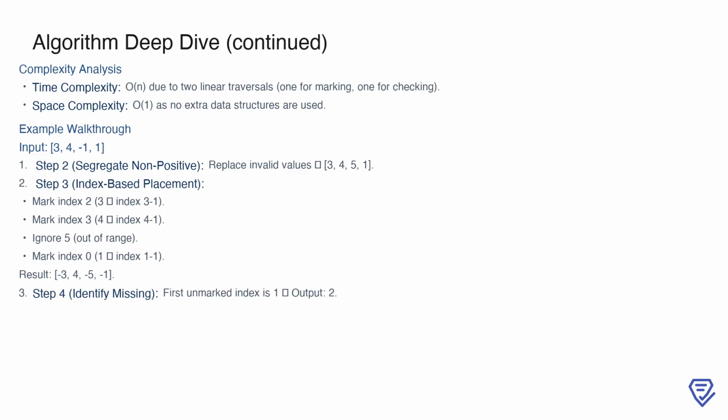For the number 3, we mark index 2, corresponding to 3 minus 1. For the number 4, we mark index 3. The number 5 is ignored as it's out of range, and for the number 1, we mark index 0. The array now becomes -3, 4, -5, -1. Finally, in the last step, we traverse the array to find the first unmarked index. Here, index 1 is still positive, which means the missing number is 2.